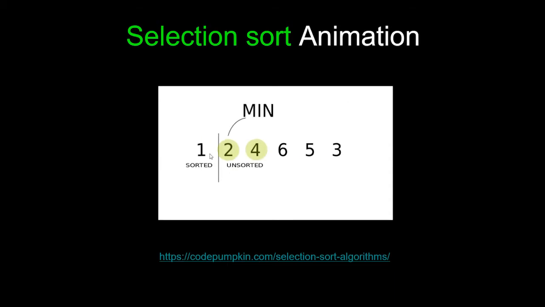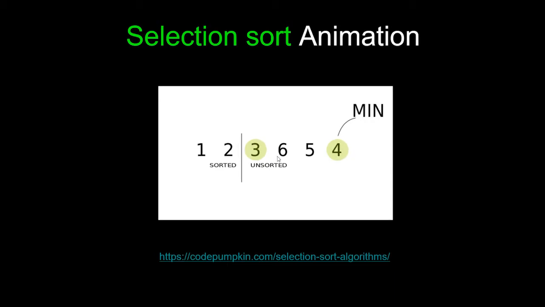Alright, now with 1 sorted, we're comparing 2 against the rest of them to find the smallest. And in this case, 2 is the smallest too, so 2 will not be swapped. Moving on, we are looking at 4 now. 4, 6, 5, 3. The smallest in this list is obviously 3. So 3 will swap with 4.